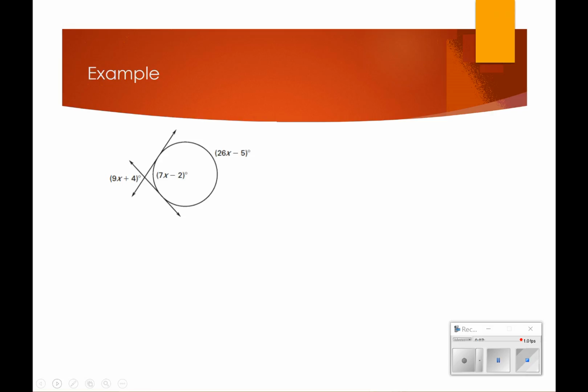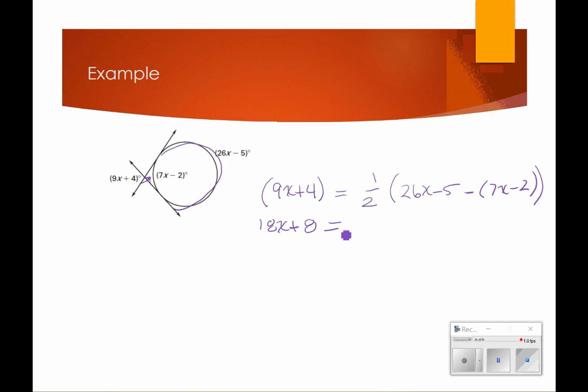All right. Last example, we know that this and this are congruent because of vertical angles. So 9x plus 4 is going to be equal to 1/2 of (26x minus 5 minus, so that's our far arc, 7x minus 2). The first thing I would do is multiply by 2, so I would get 18x plus 8, and then I would combine my like terms, but be careful because of the negative sign.